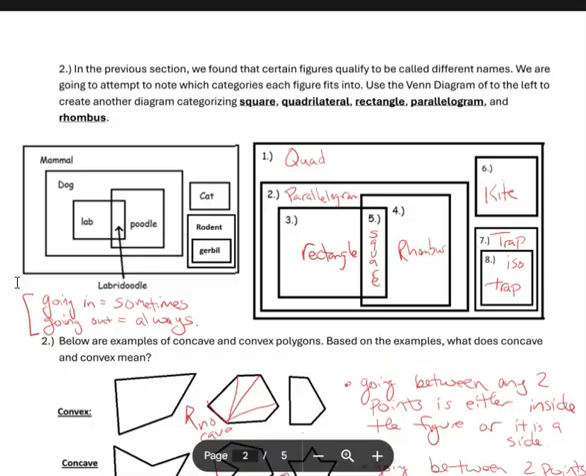Now in here it says in the previous section we found that certain figures qualify to be called different names. We are going to attempt to note which categories each figure fits into. Use the Venn diagram to the left to create another diagram categorized square, quadrilateral, rectangle, parallelogram, rhombus, kite, trapezoid, and isosceles trapezoid.